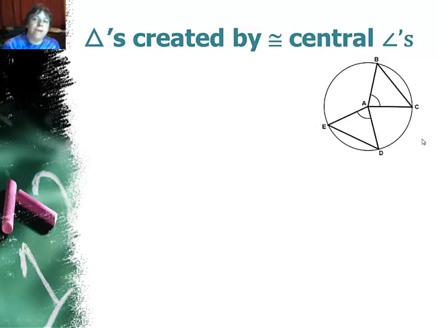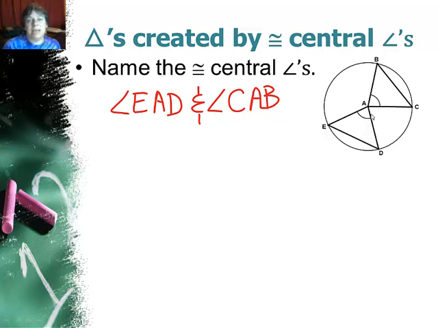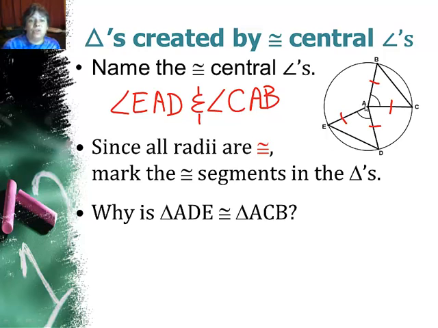So what we have is a circle, and there's the central angle EAD, and there's also a central angle CAB. Both of these angles are already marked congruent. So what can we tell? Well, since all radii are congruent for the circle, then we can mark the segments congruent in the triangle. Well, that means that triangle ADE is congruent to triangle ACB. I could have done ABC, but it still works either way.